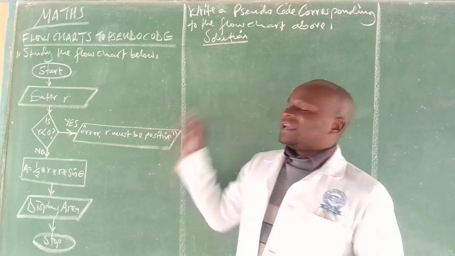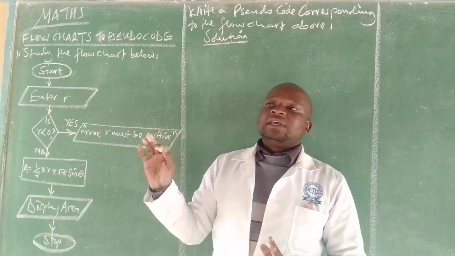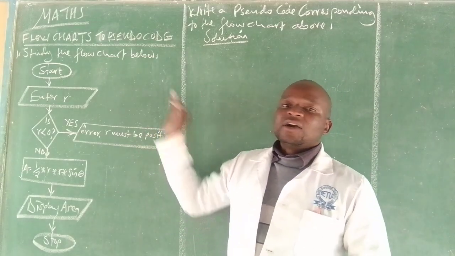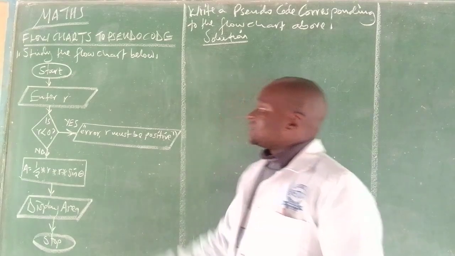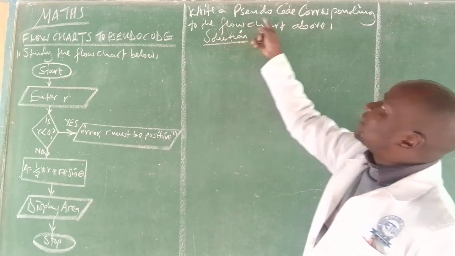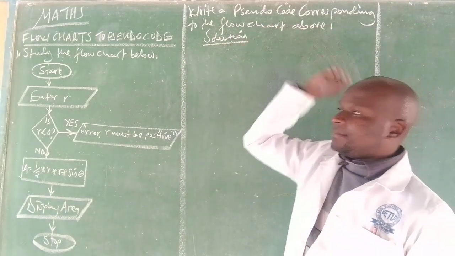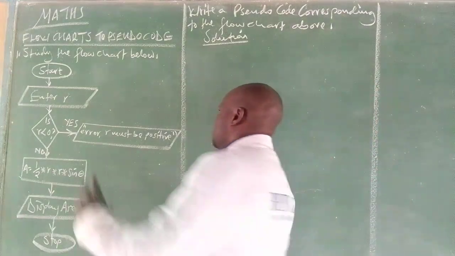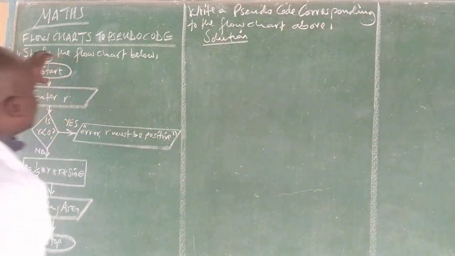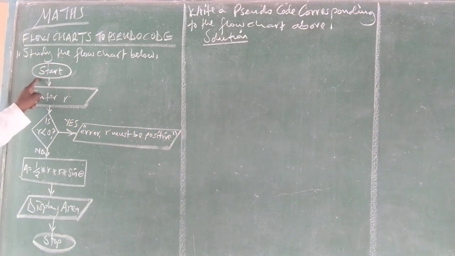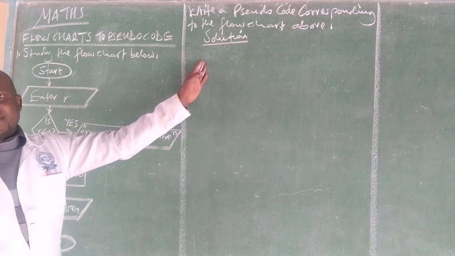So now, for you to write a corresponding and correct pseudocode, you are supposed to make sure that you don't change any meaning. So it must exactly correspond to the flowchart. That's why even the question says, write a pseudocode corresponding to the flowchart above. So shall we begin? You go to the first part in the flowchart. It's saying start. So you also write start there in words.